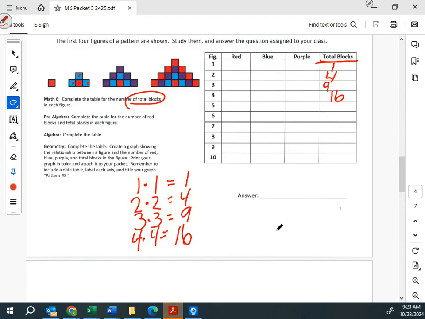Look over here. 1, 4, 9, 16. Figure 1 is 1, figure 2 is 4, figure 3 is 9, figure 4 is 16. Are you guys seeing a pattern? Yes. If you take your figure number and you square it, you get your total blocks.